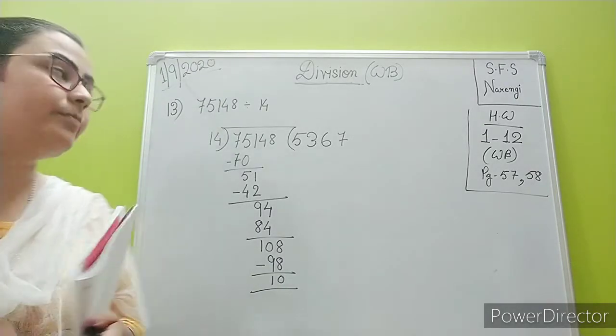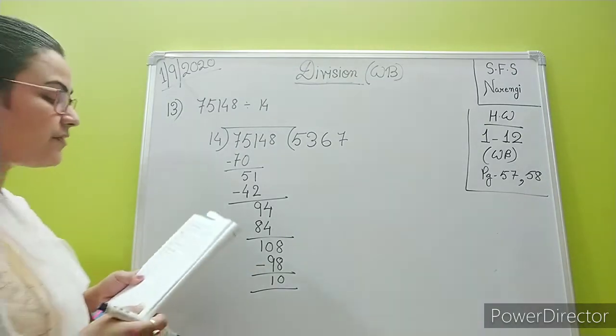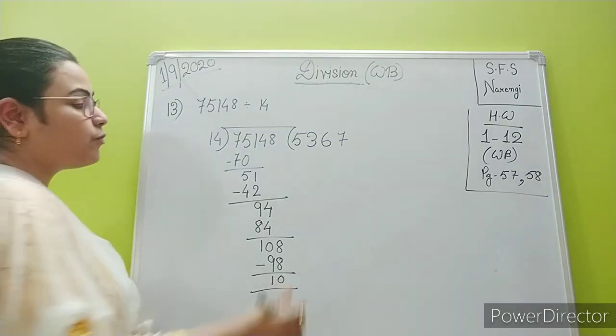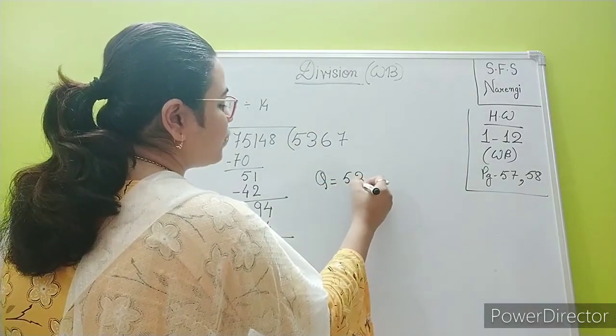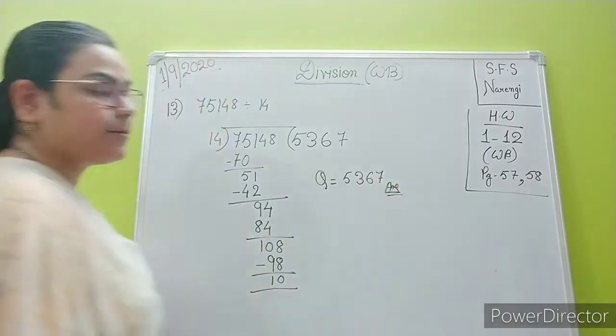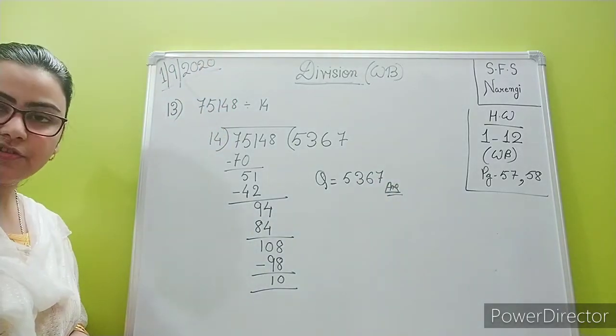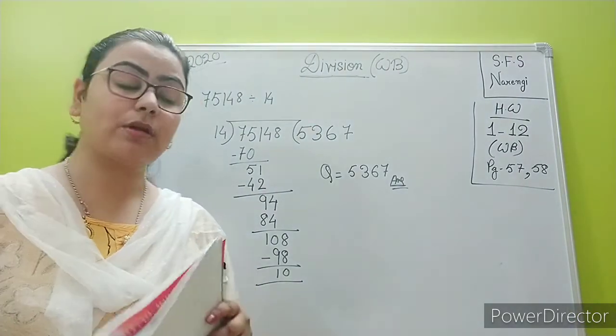10 becomes our remainder. But here, what is asked? What is the quotient of 75,148? So our quotient will be 5367. This will be our answer, children. Okay? Now let's do number 14.